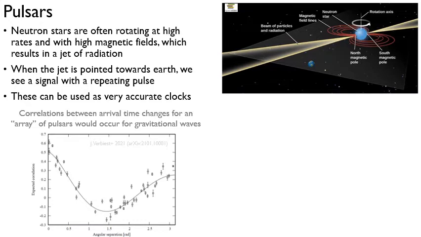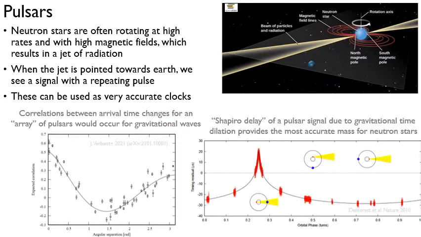And so one thing that you can do is look at the correlation between the arrival time of pulses for different pulsars throughout space. And when you see the arrival time change in some correlated way, that results in a pattern, or rather when you see a pattern in this correlation throughout space, that actually is a signature of gravitational waves. And you can learn about very distant things happening in the universe from these pulsar clocks.